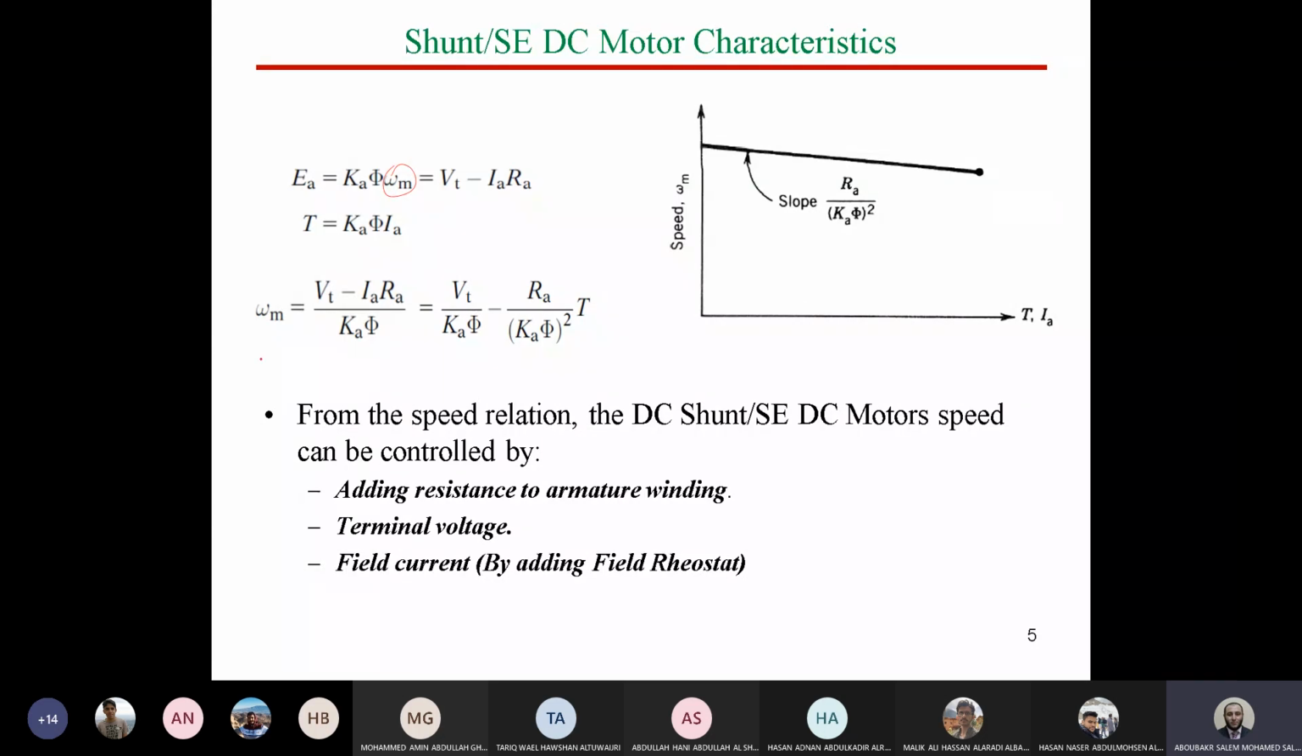Now, you know the relation between omega and torque. From this relation, we would like to recognize what are the possible parameters that we can control in order to control the motor speed. What do you think? What are the parameters we can use now? Voltage. Voltage is one, exactly. Okay. Resistance. Resistance of the armature. How can we control the armature resistance?